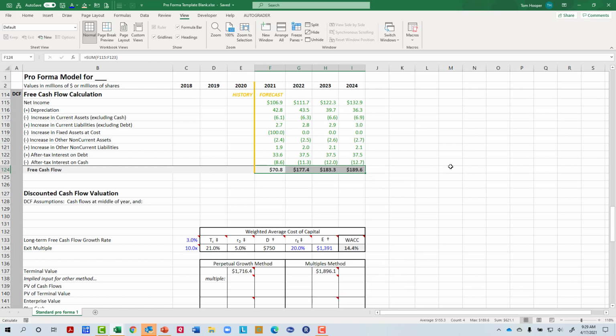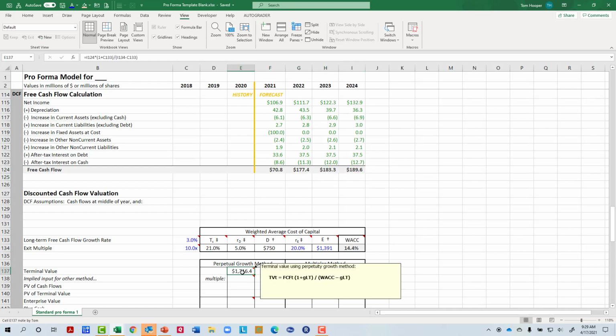Now granted, that's not discounted back to time zero. It's really reflected here in the last year. So we need to discount that back to time zero here in a moment. But first, let's see how good are these numbers anyway.